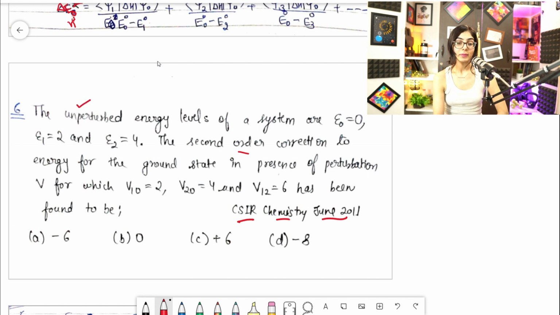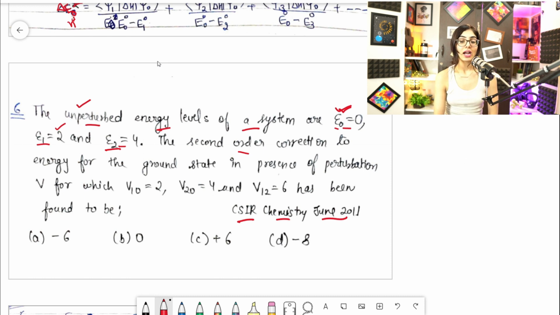The unperturbed energy levels of a system are E0 equal to 0, E1 equal to 2, and E2 equal to 4, right? So this is the given unperturbed energy. Perturbed means deviated, so unperturbed means not deviated, that means ideal. So these are the original energies which are given, E0, E1 and E2, clear?